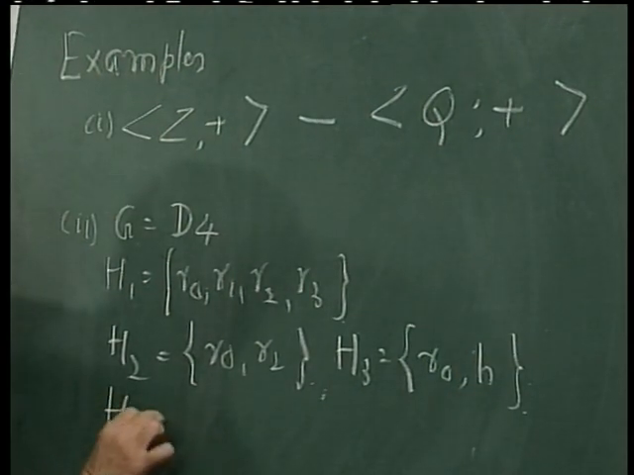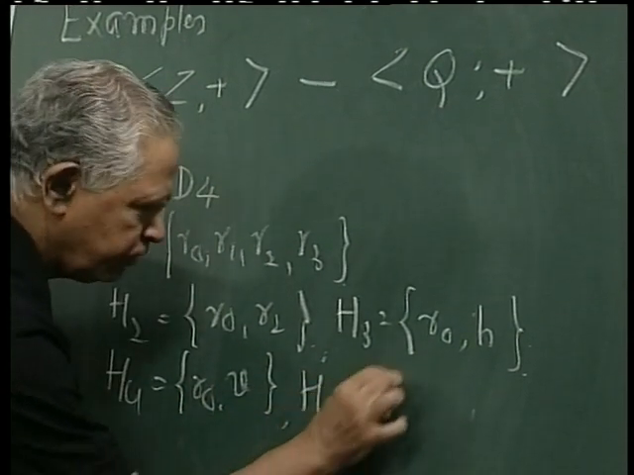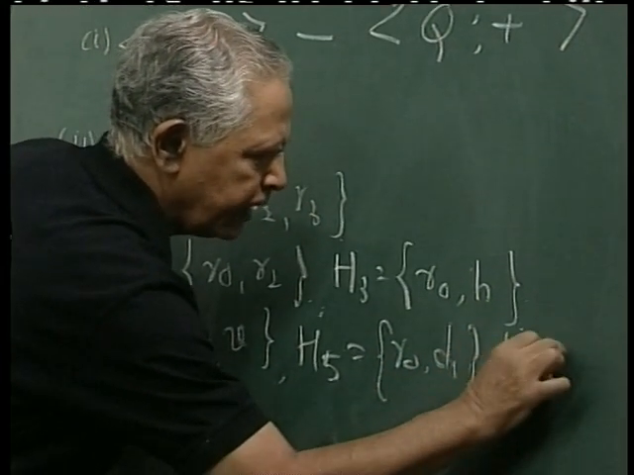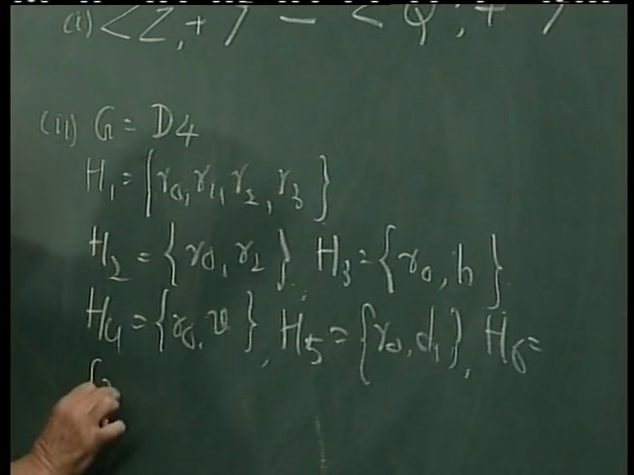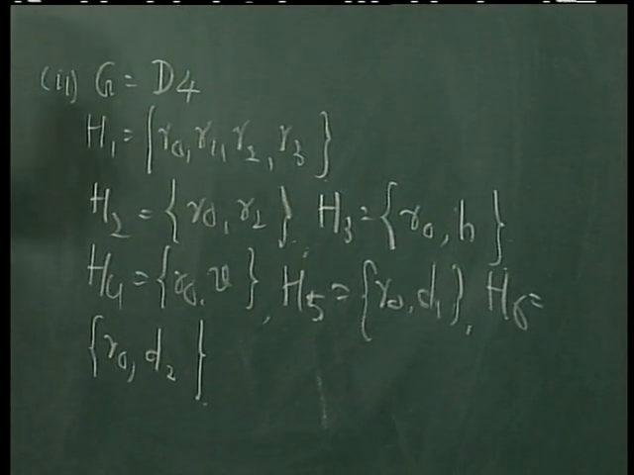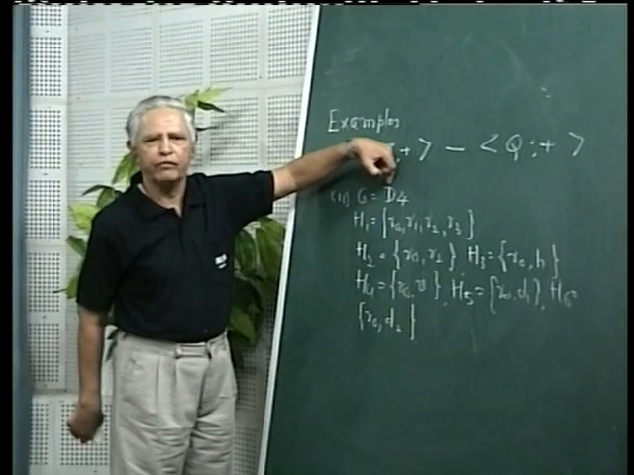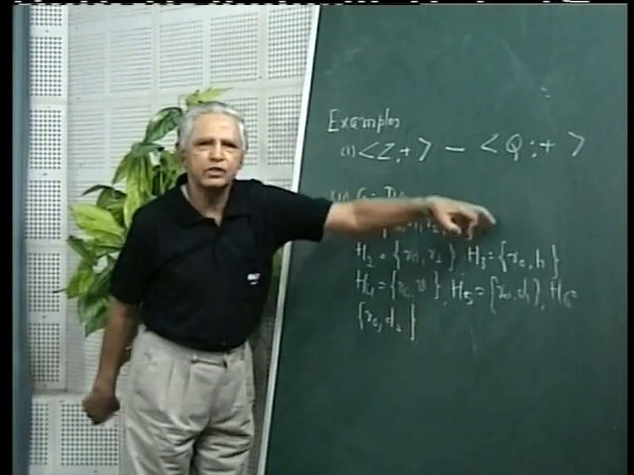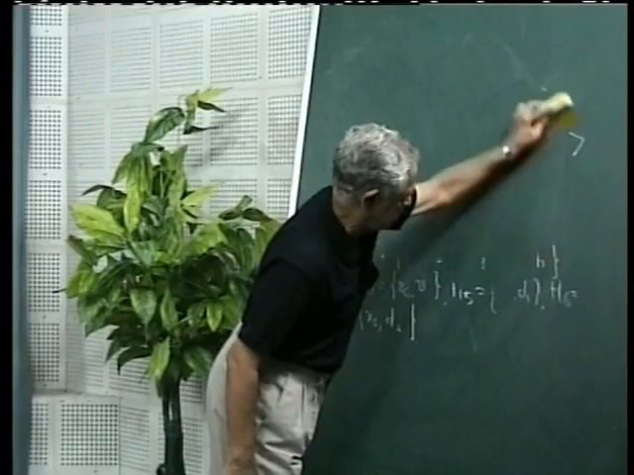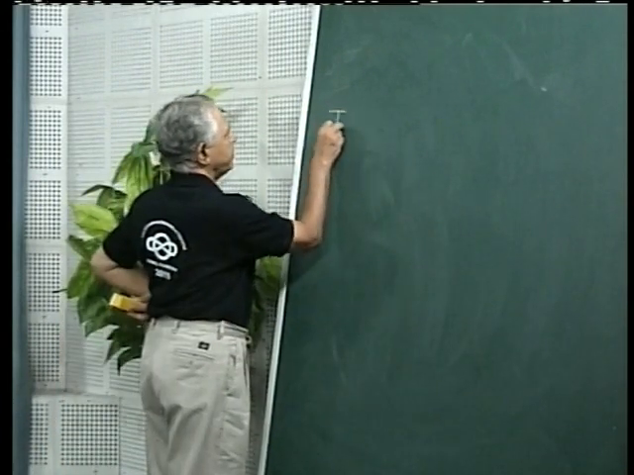H4 is equal to R0, V. H5 is equal to R0, D1. And H6 is equal to R0 and D2. And we note a very interesting thing here, that even though the group G equal to D4 is non-commutative, all its subgroups are commutative. Now we give one special subgroup of a given group, and that we take in the form of a theorem.